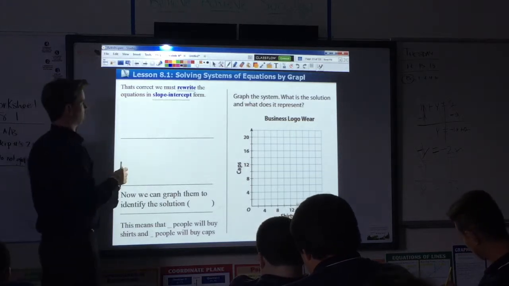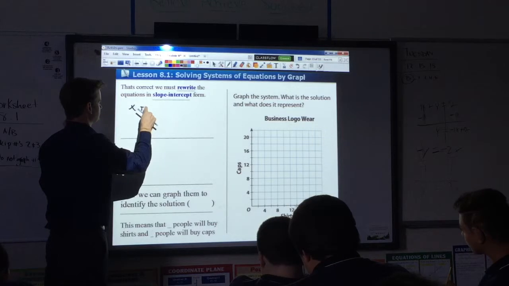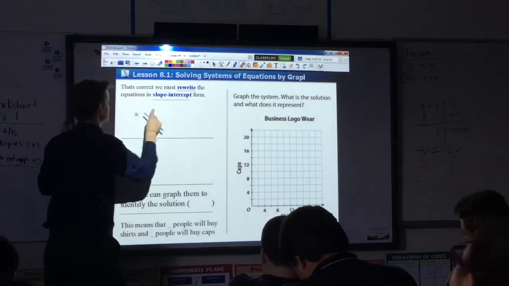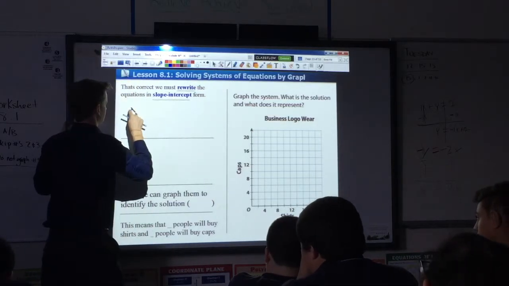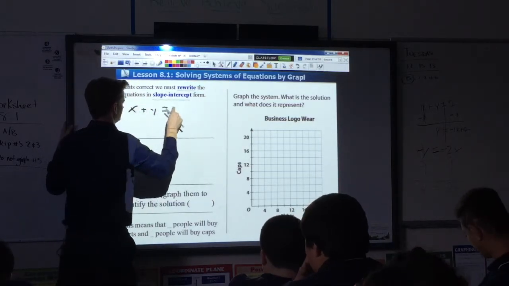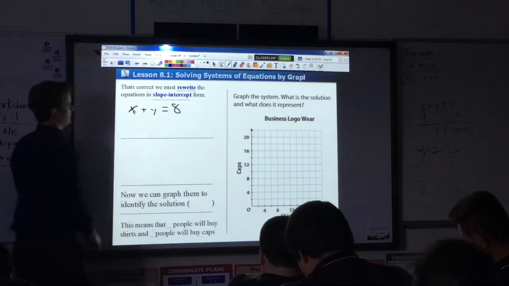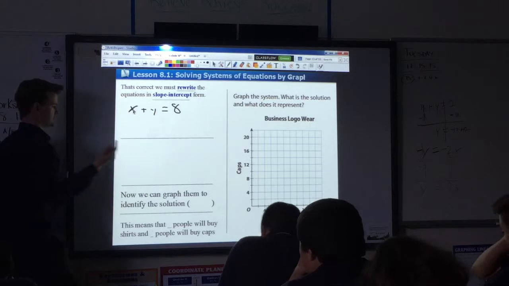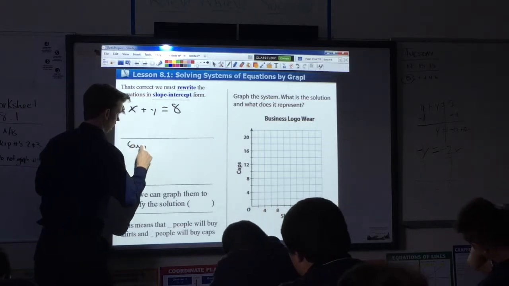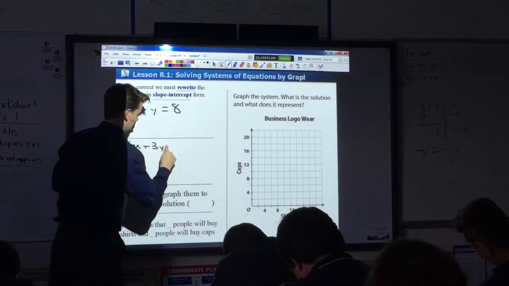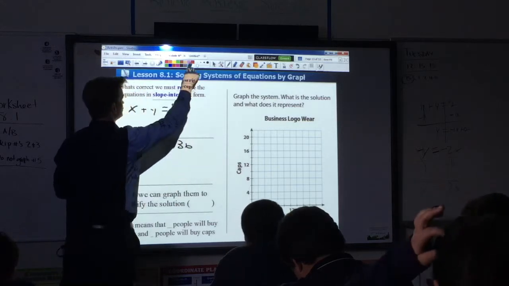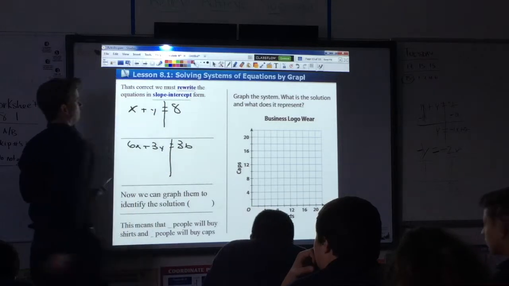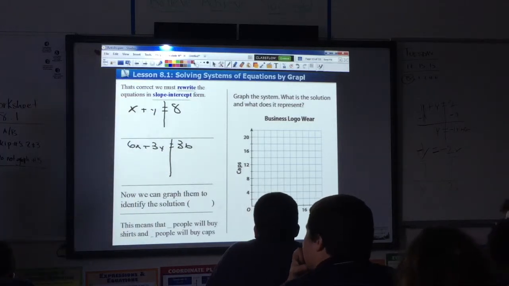All right, so we must rewrite the equations in slope-intercept form. The first equation was x plus y equals 8. The second equation was 6x plus 3y equals 36. I have to put both of these into slope-intercept form. The first one is a little easier. The second one takes some work.